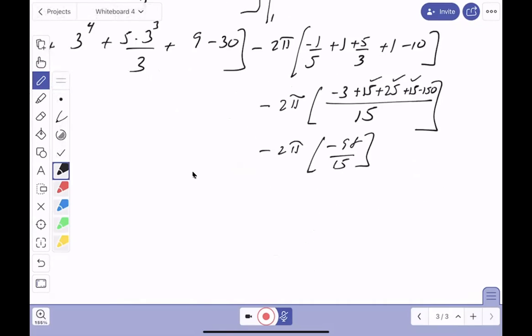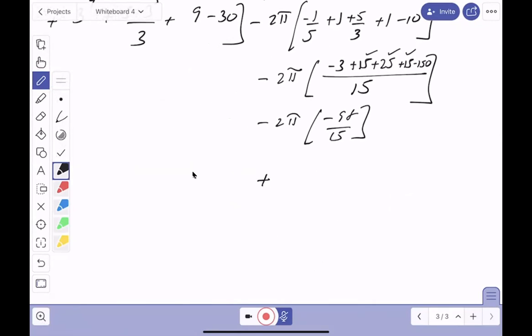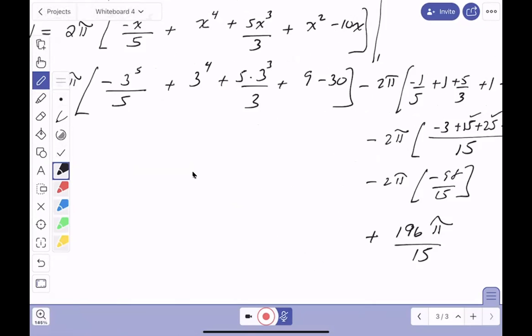Yep, it's work, man. It is. It's going to be plus, let's see, what's 2 times 98? 180, 16, 196 pi over 15. If you thought that was tough, what do you see the other guy?